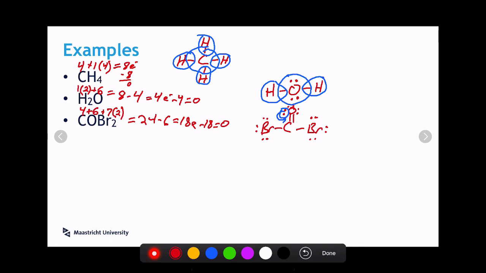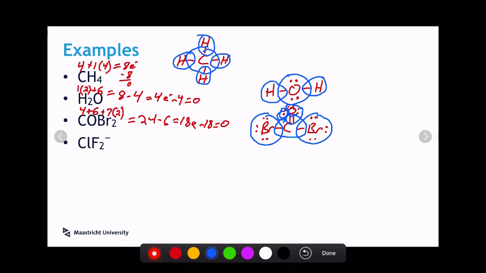with the carbon. And so now when we check our octets, our bromine has 3 lone pairs and a bonding pair for 8. This bromine has 3 lone pairs and a bonding pair for 8. The oxygen here has 2 lone pairs and a double bond for 8. And the carbon has 4 bonding pairs. So that has 8.